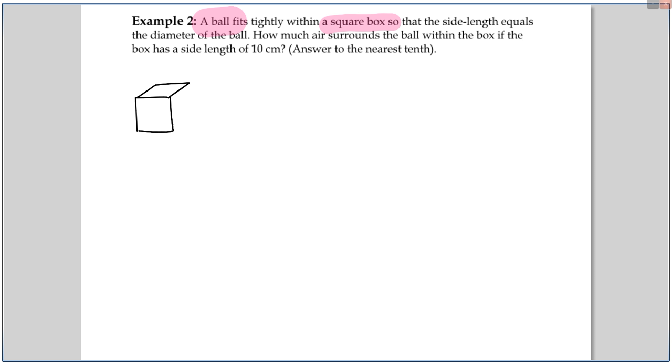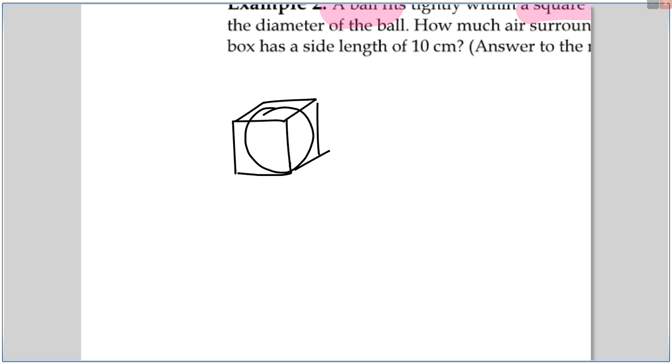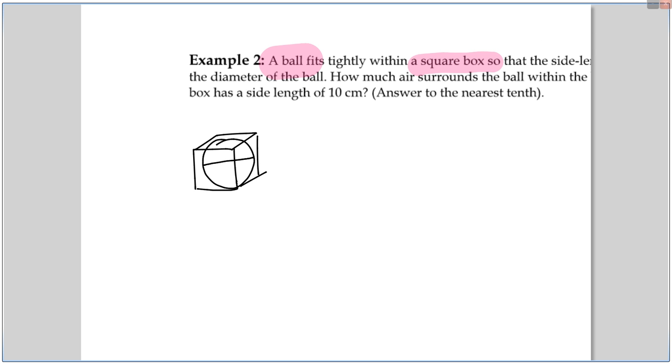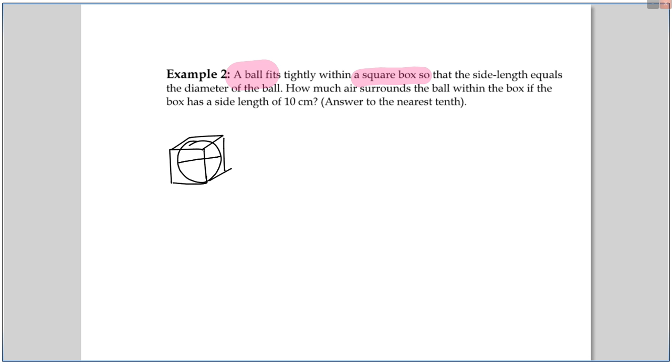Good luck drawing this. Fits perfect. So the diameter of the sphere equals the side length of the box. Then it says how much air surrounds the ball within the box if the box has a side length of 10. So x is 10.